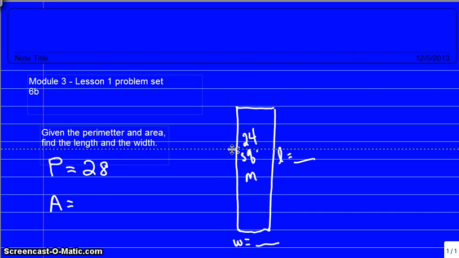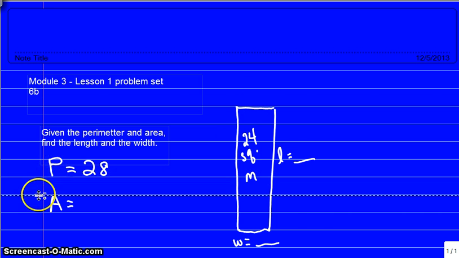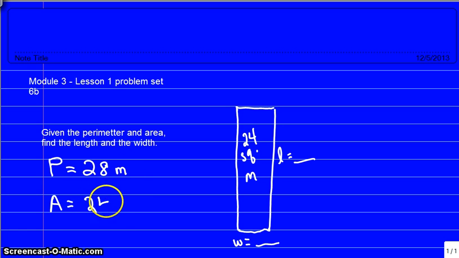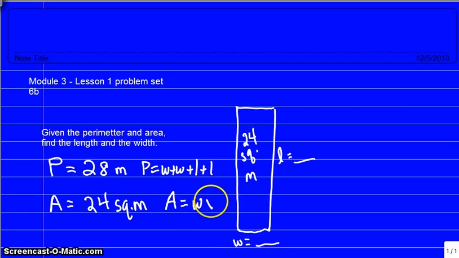For this particular rectangle, we already know that the perimeter is 28. We know the area, and that is in meters. We know the area is 24 square meters. So I'm going to write the perimeter formula. I know that the perimeter equals the width plus the width plus the length plus the length. Then I am going to write my formula for area. Area equals the width times the length.